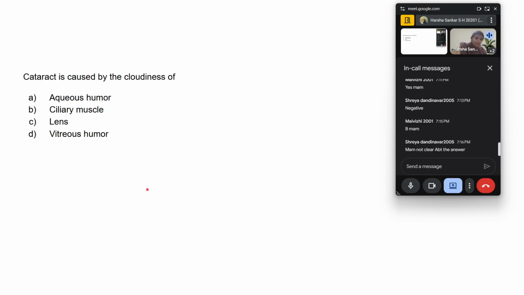Cataract is caused by cloudiness of dash. Option A, aqueous humor. Option B, ciliary muscle. Option C, lens. Option D, vitreous humor. Cataract. When people age, they usually get this disorder where something gets cloudy. So people go and have a surgery where they replace that thing. What is that thing? Shreya is saying that thing is C, lens. Is my BD supporting Shreya?